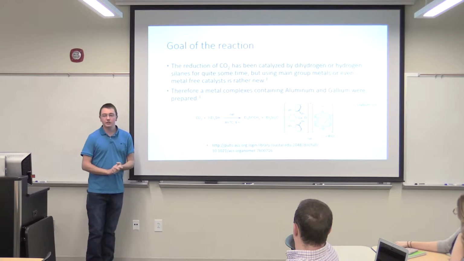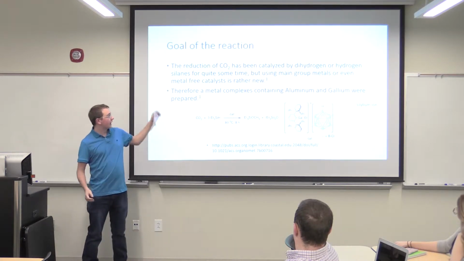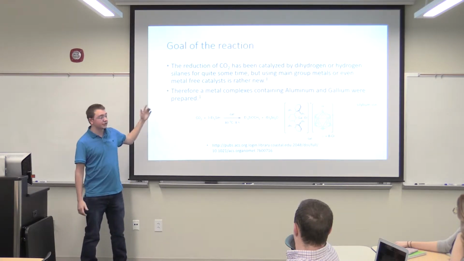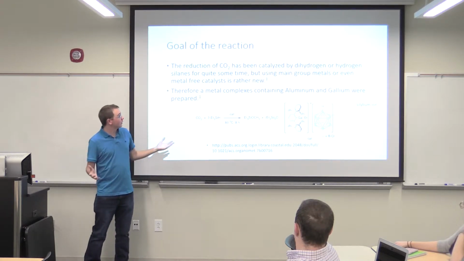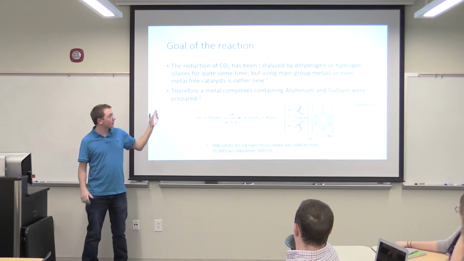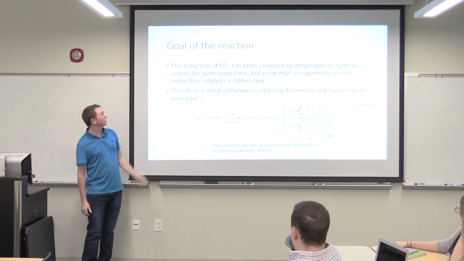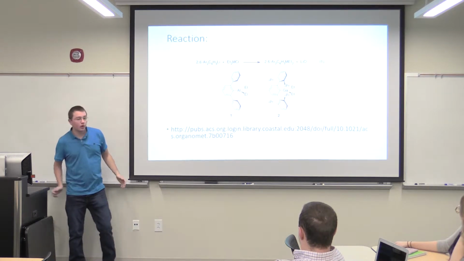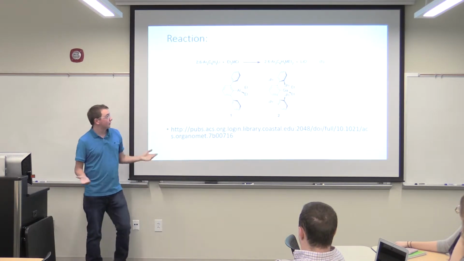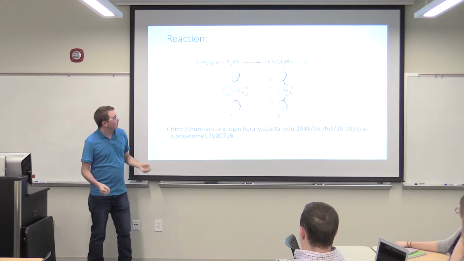Normally this had been done using dihydrogen or hydrosilanes for quite some time, but they were trying to find a group that worked better for this, so they decided, hey, let's try main group metal ions. And so that's kind of what they did here. A lot like we've been doing, this has a couple different parts to it.